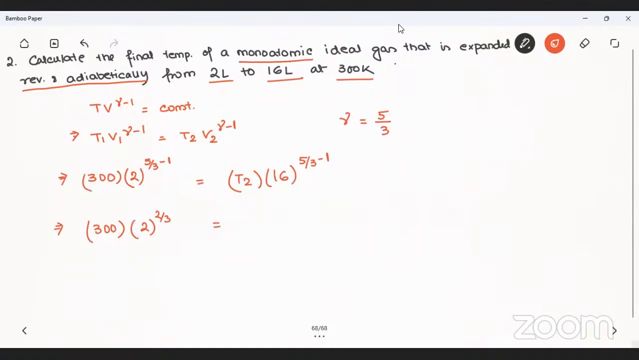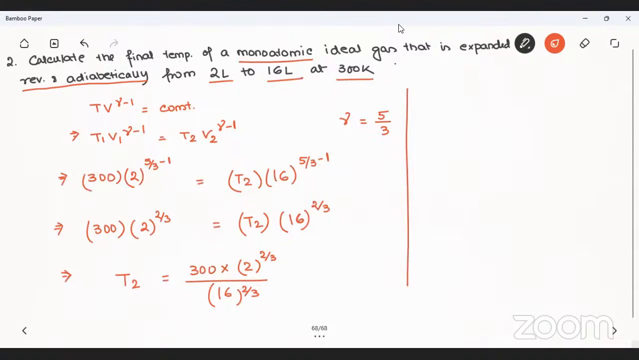Is equivalent to T2 16 to the power 2 by 3. So what will be this T2? T2 will be 300 into 2 to the power 2 by 3 by 16 to the power 2 by 3. I am doing the calculation here. So it is 300 into 2 by 16 to the power 2 by 3.